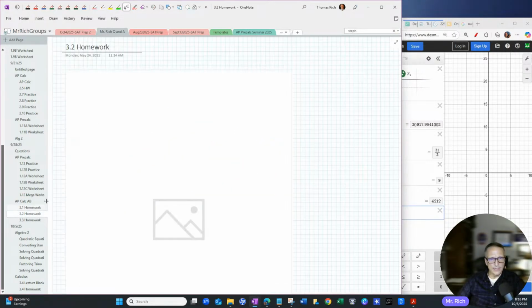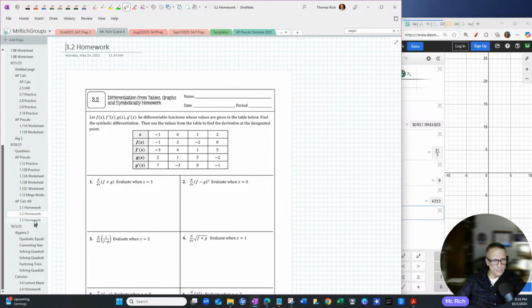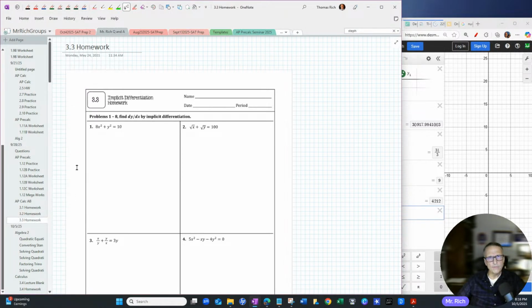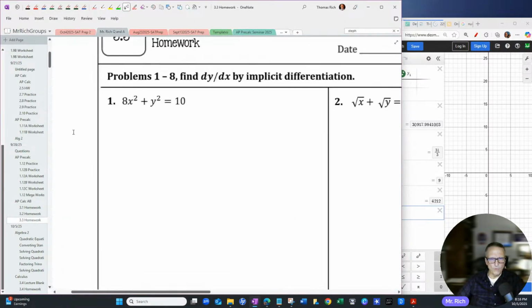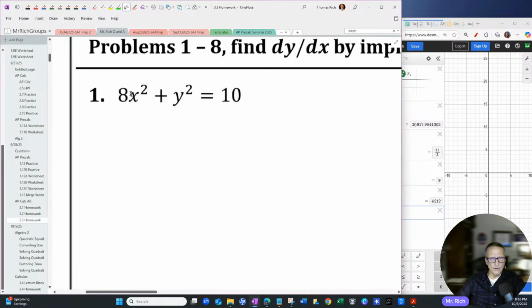I want to go and take a look at implicit differentiation, which would be section 3.3, lesson 3.3 in AP Calc. And what we're doing here is we're taking functions that are what we call implicitly defined functions. Functions that have y isolated on one side are called explicit functions because we have them defined explicitly in terms of just x. But when we have x's and y's mixed together in the function, then they're what we call implicit functions.